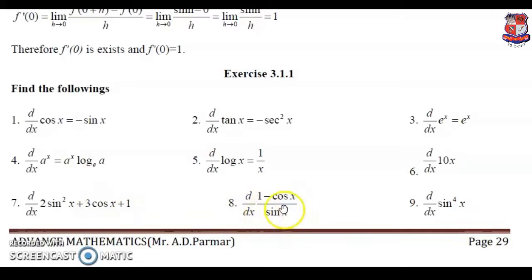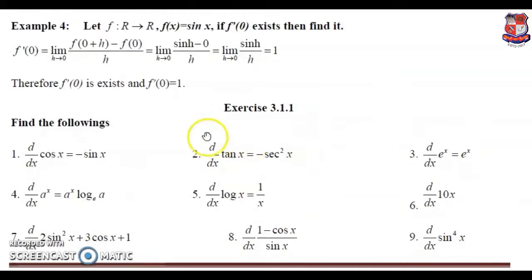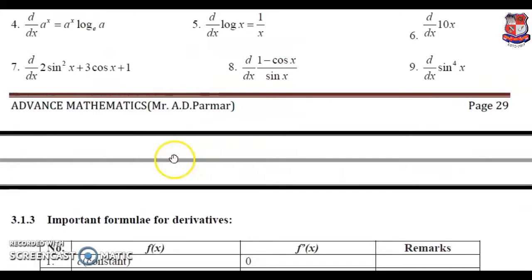d by dx of 1 minus cos x by sin x: we use the divide rule, otherwise the definition method. d by dx sin raised to 4 x: first we do the power differentiation, 4 sin cube x into cos x. If any example is given by using the definition method, then we have to use this formula: f dash x equals limit h tends to 0, f of x plus h minus f of x upon h, and we find the answer.